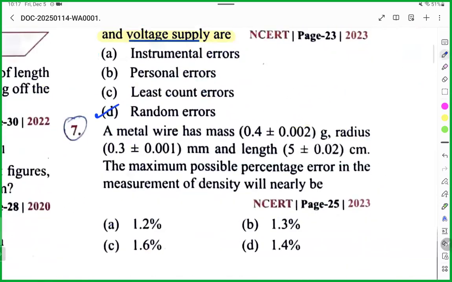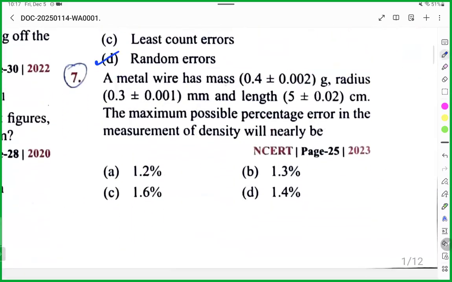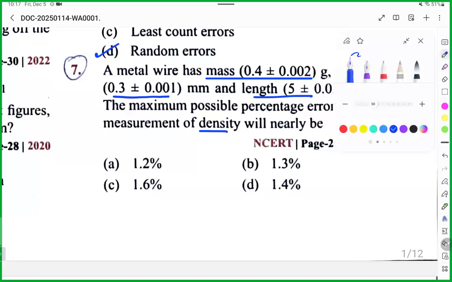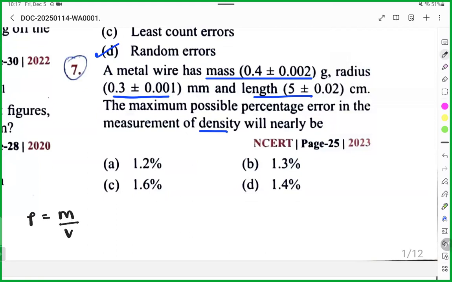Correct? Here, a wire has this mass, this radius and this length. What is the maximum possible percentage error? Percentage error is relative error multiplied by 100, in the density. You know in this case density is equal to mass by volume, and volume is equal to area into length. Now you have to calculate the percentage error in the density.